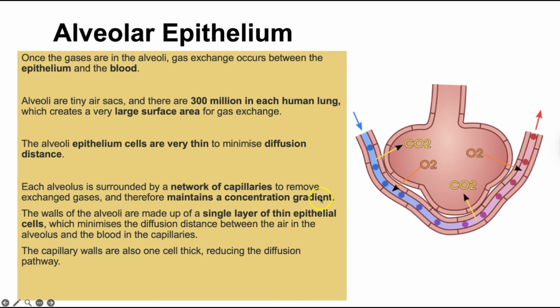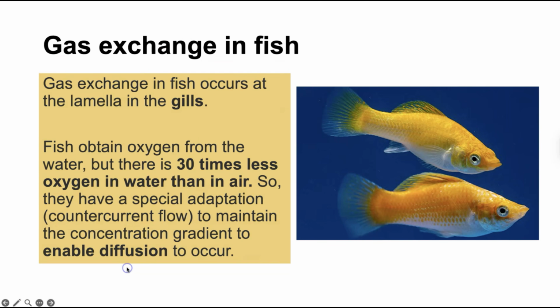Maintaining the concentration gradient is nearly always the same adaptation, surrounded by a network of capillaries. Because what that means is, as the gas diffuses into the blood, it's then carried away and replaced by blood that is low in that gas, in this case oxygen. So those are our key adaptations for gas exchange in the human lungs.